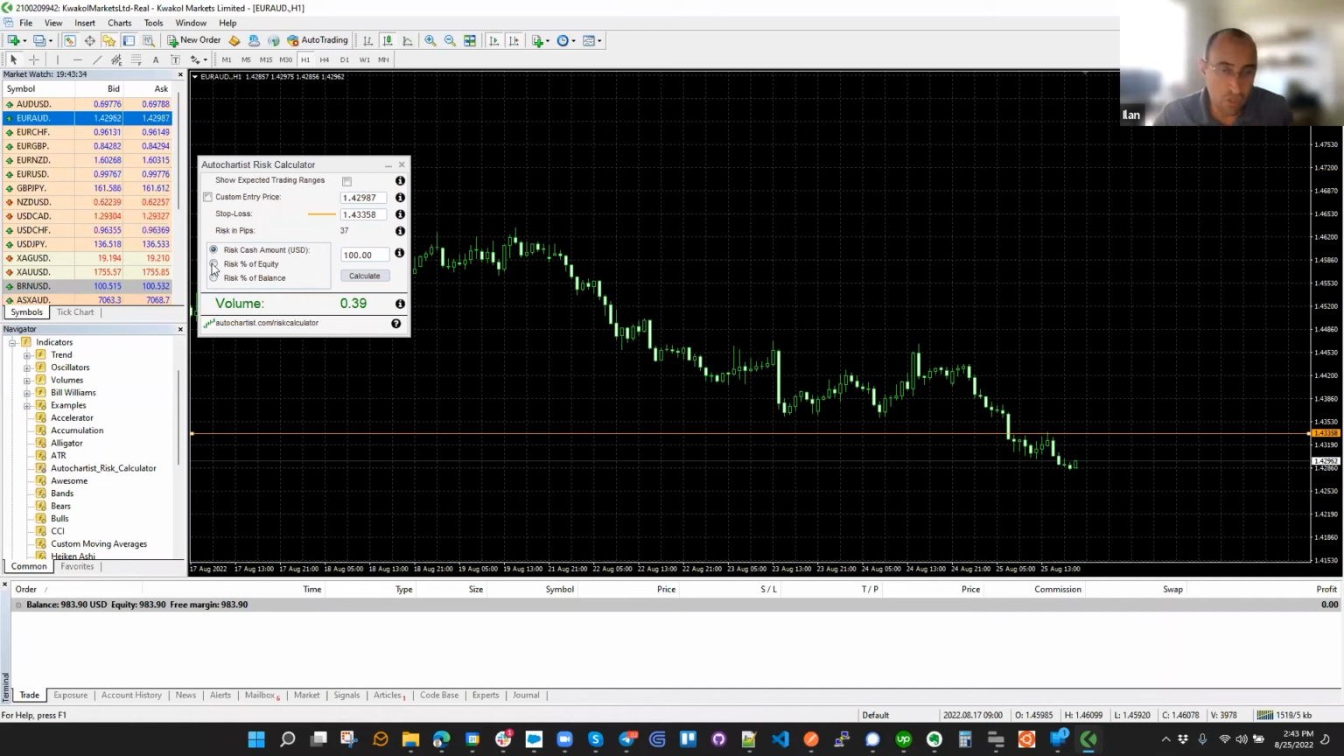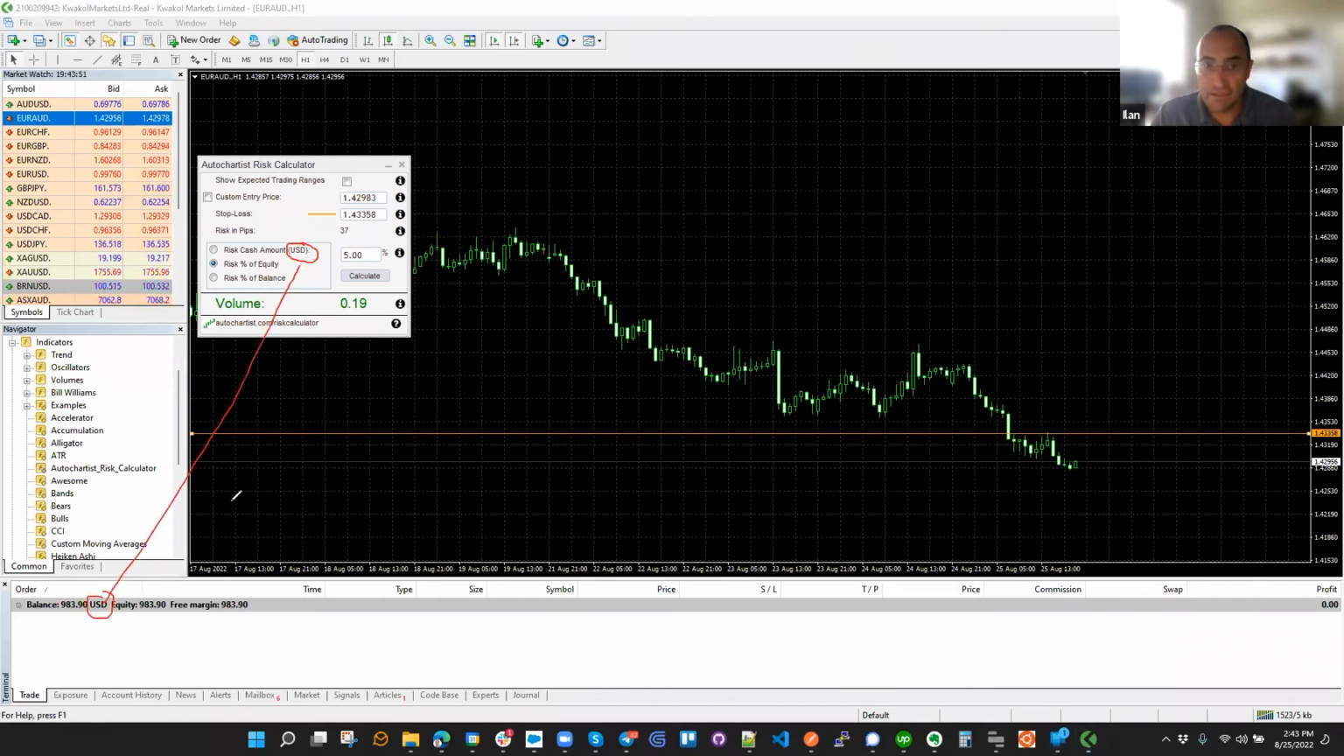Again, it really depends on how you want to manage your risk, but the tool gives you that ability to do that. The other thing I want to point out about this tool is that in my situation, my account is in USD, as you can see.